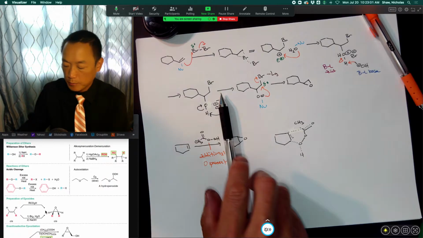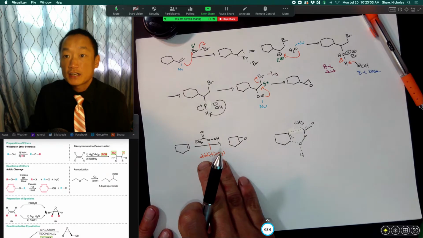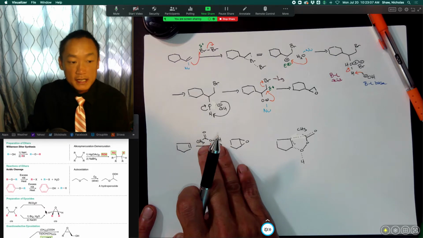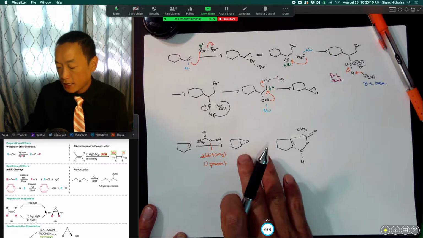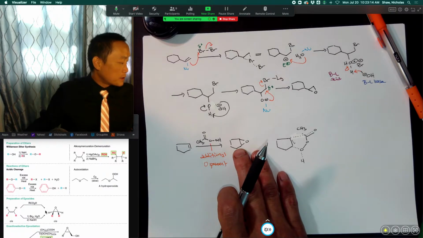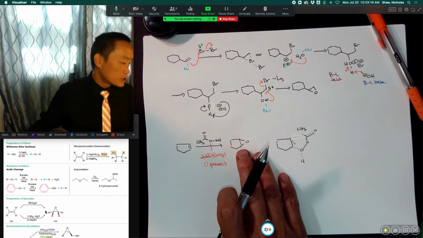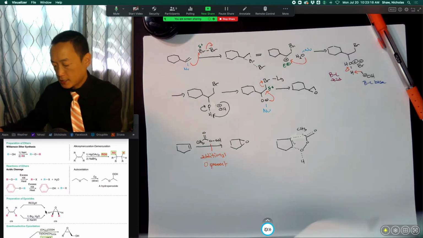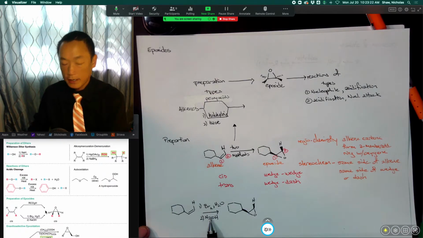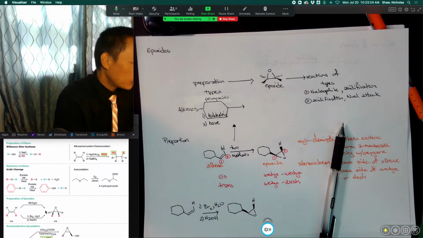I don't want you to memorize the mechanism for this. I just want you to know that this peroxy acid is one way of generating an epoxide, and it has the same regiochemical considerations that we would expect to see when we take a look at the hydrobromination, and then followed by base. It's really quite essentially the same reaction.